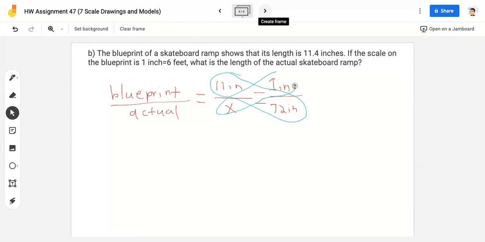So let's do the math here. Ooh. All right. So we will have 11.4 inches, I should say. Let me fix that. 11.4. So we'll have 11.4 times 72, which is 820.8 inches, is equal to x, and x is the actual length. And let's say if we had to find out, divided by 12, what this would be in terms of feet, we could say that it is 820.8 inches, or we could say that it is going to be 68.4 feet, okay?